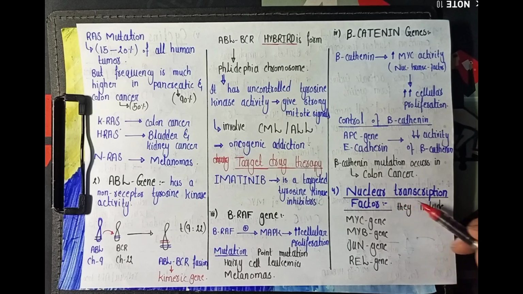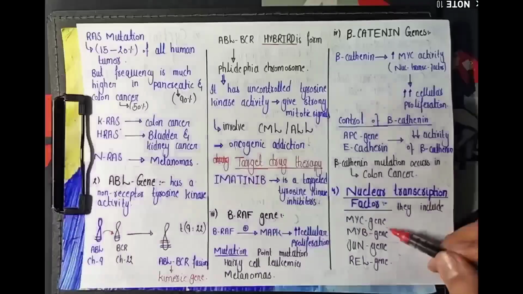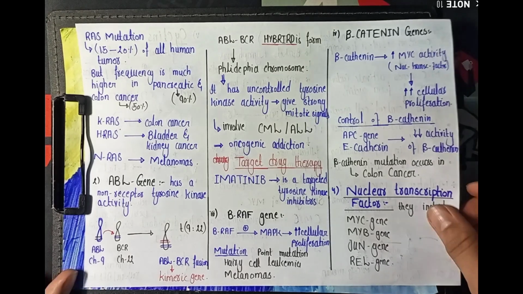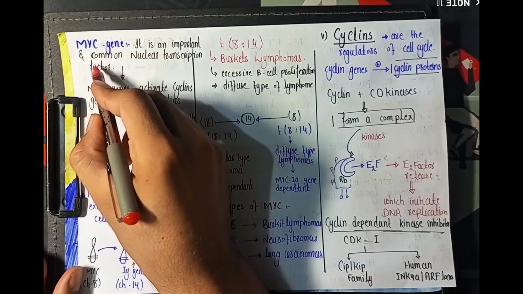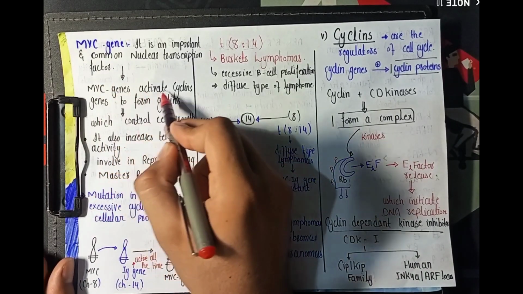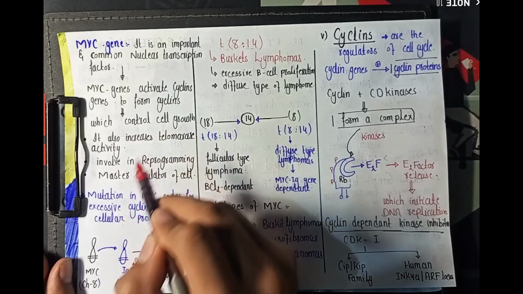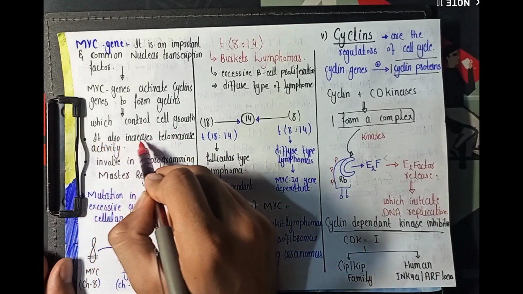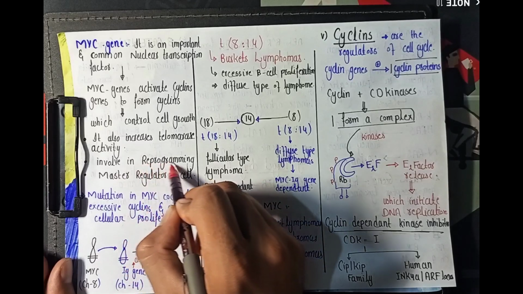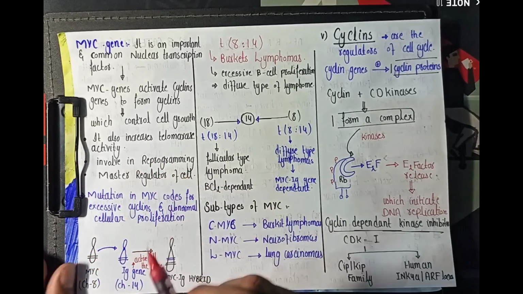The fifth one is the nuclear transcription factors. The nuclear transcription factors include the MYC gene, MYB gene, JUN gene, and the REL gene. The MYC gene is an important and common nuclear transcription factor. The MYC gene activates the cyclin gene to produce cyclin, and the cyclin controls the cell growth. And the MYC gene also increases the telomerase activity. The MYC gene is also involved in the reprogramming of the cell. So the MYC gene is known as the master regulator of the cell.